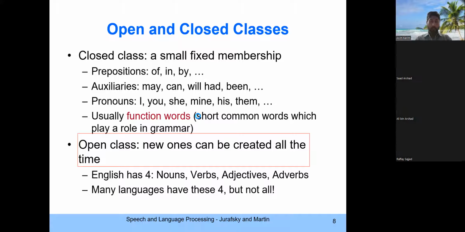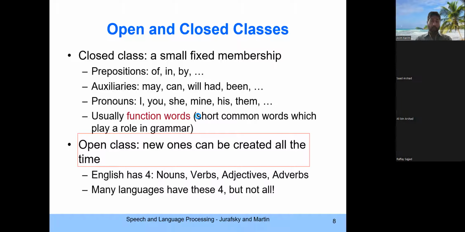So open classes are those POS whose membership can change. And in the English language, of course, we have nouns, for example, names of persons. So the names of persons are not fixed. You may have someone who is born today who might be given a name that was not given to a person previously. So again, that person would then be a noun.